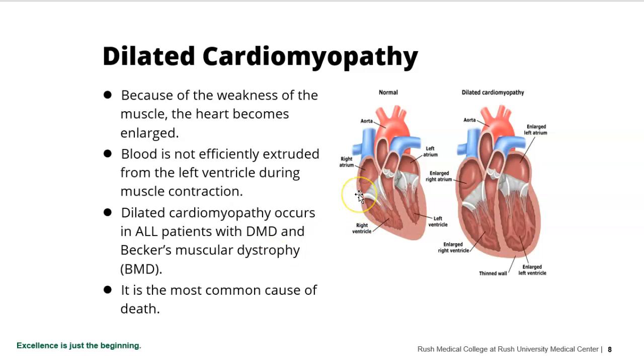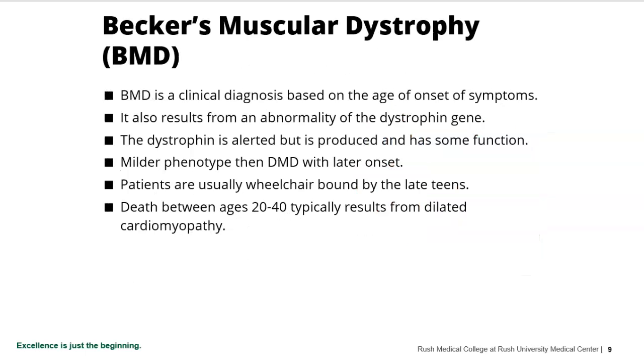Dilated cardiomyopathy, as I was saying earlier, is the number one cause of death in these patients. Because of the weakness in the muscles, the heart becomes enlarged like a big balloon. Even though it looks big, it's not functioning correctly. So here's a normal heart, and here's a dilated cardiomyopathy. This muscle is not contracting correctly. And as I said, this is the most common cause of death.